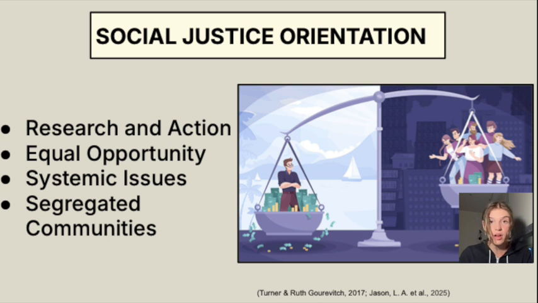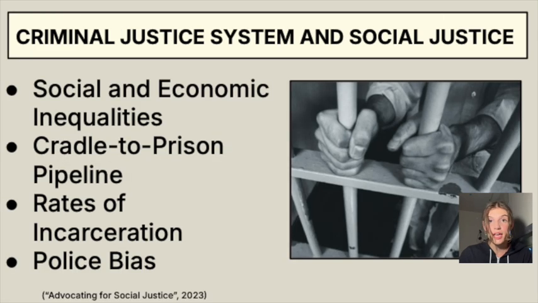For example, according to a study conducted by Marjorie Austin Turner and Ruth Gorovich, people in historically segregated neighborhoods experience the most poverty, which causes stress that then leads to excessive physical and mental health issues. To get a better grip on this concept, let's examine incarceration using the social justice orientation as a lens.